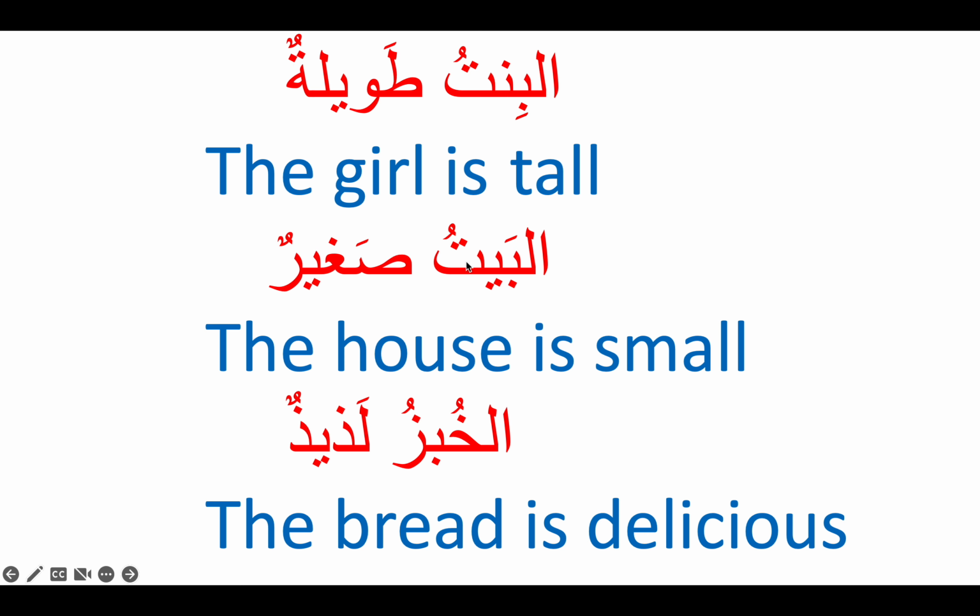البيت صغير. The house is small. So our subject, البيت, or the mubtada, البيت is in the nominative case, dhamma, and then the khabar, or the predicate, is صغير. It's also in the nominative case and indicated by the tanween, so un sound. Finally, الخبز لذيذ. The bread is delicious. So our subject, or our mubtada, is الخبز, and it's in the nominative case, so indicated by the dhamma. And then the khabar, or the predicate, is لذيذ. It's also in the nominative case, indicated by the tanween, the un sound.